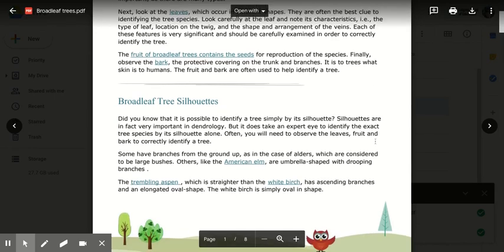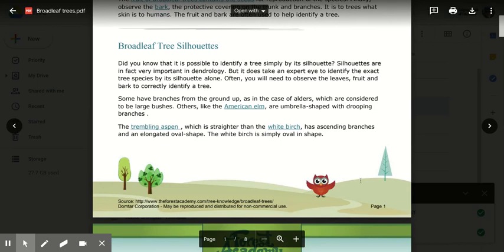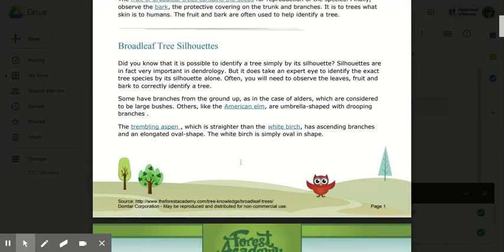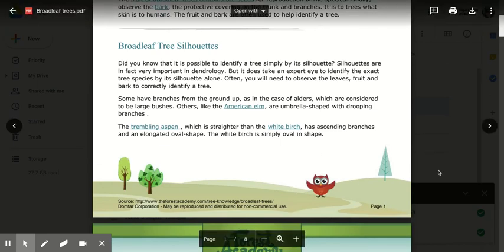Okay, so there's lots of different shapes that trees have, called silhouettes. Some have branches from the ground up, as in the case of alders, which are considered to be like large bushes. You'll see lots of branches shooting up. Others, like the American elm, are like an umbrella shape with drooping branches. I'm sure you guys have noticed that there's lots of elms here. They have a thick trunk and they look like an umbrella because of the canopy of the branches.